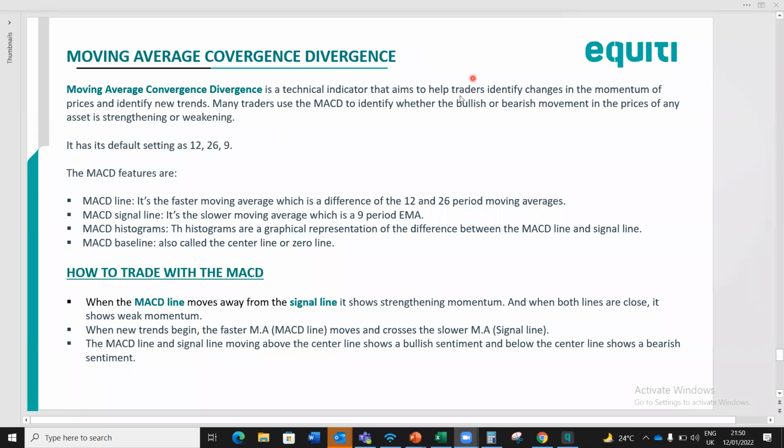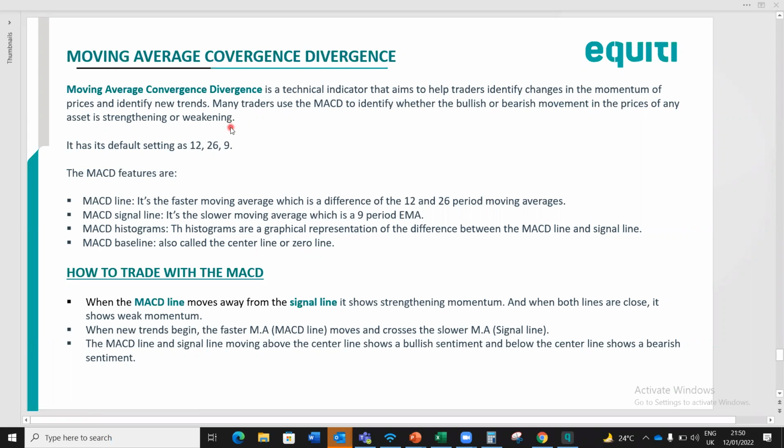The MACD is a technical indicator that helps traders to identify changes in the momentum. Please take note of this word momentum. It helps traders to identify the changes in the momentum of prices, and identify new trends as well. Many traders use the MACD to identify whether the bullish or bearish movement in the prices of any asset is strengthening or weakening.